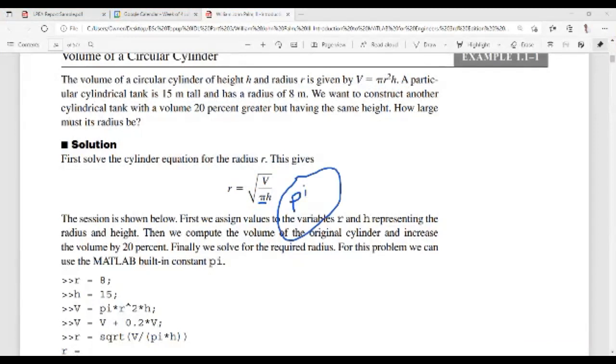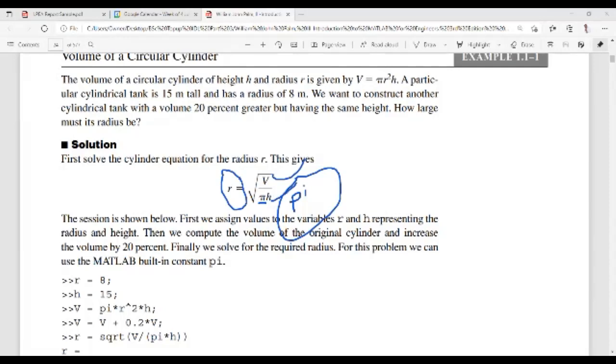Okay, very good. So if he says r is 8, he wants you to find the volume, he wants you to find V. How do you do it? He can also say V and h are this. He can give you V, he can give you h, and ask you to find r using MATLAB.